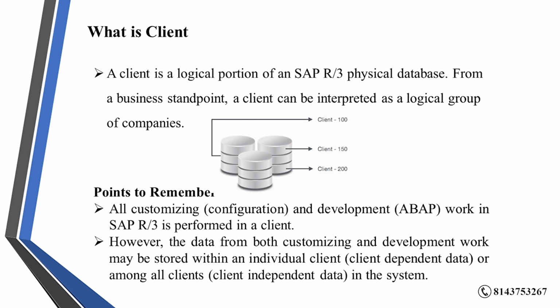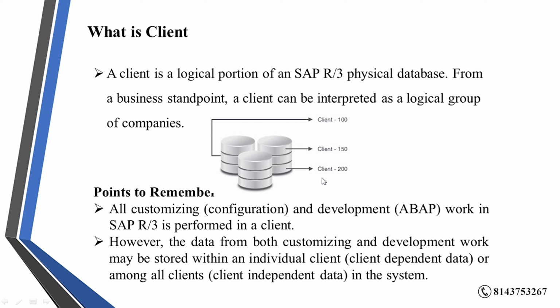So what is a client? See here, there are three clients: 100, 150, 200, simply called a logical portion of the physical database. We are dividing the database into three partitions where we are using each as a client. In 100 client we will store some data, in 150 client we will store some data, and in 200 client we will store some data.